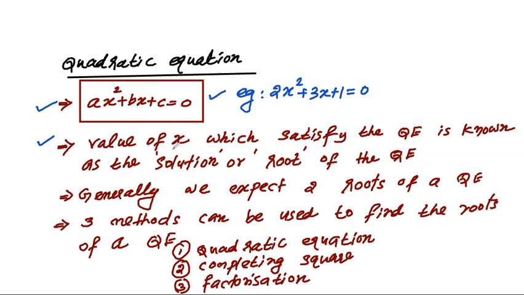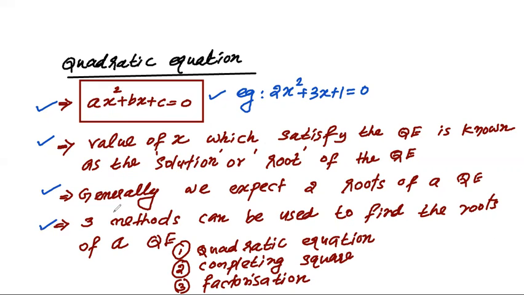Listen here. A value of x which satisfies the quadratic equation is known as the solution or root of the quadratic equation. Satisfying means that after substituting the value of x, the entire expression becomes equal to 0. That's the meaning of satisfying. Generally, we expect two roots of a quadratic equation, as the power is 2.